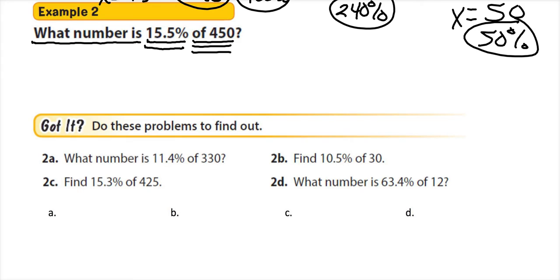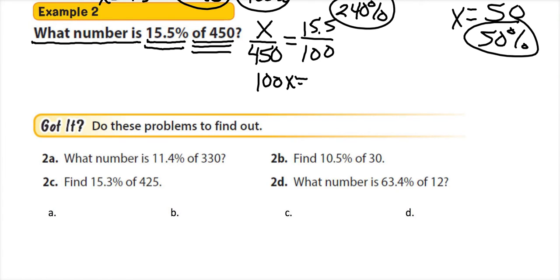So again, our formula is is over of equals percent over 100. It says what number is. So this time is what's missing, so that's our x. Over of is with 450. Percent, this time we do have the percent, it's 15.5. And then over 100. Then we're going to cross multiply these, so 100x, and then 450 times 15.5.